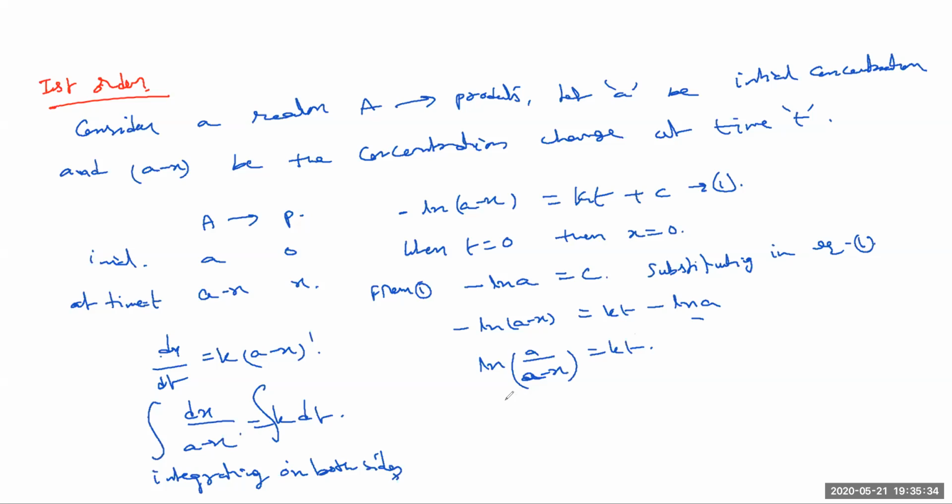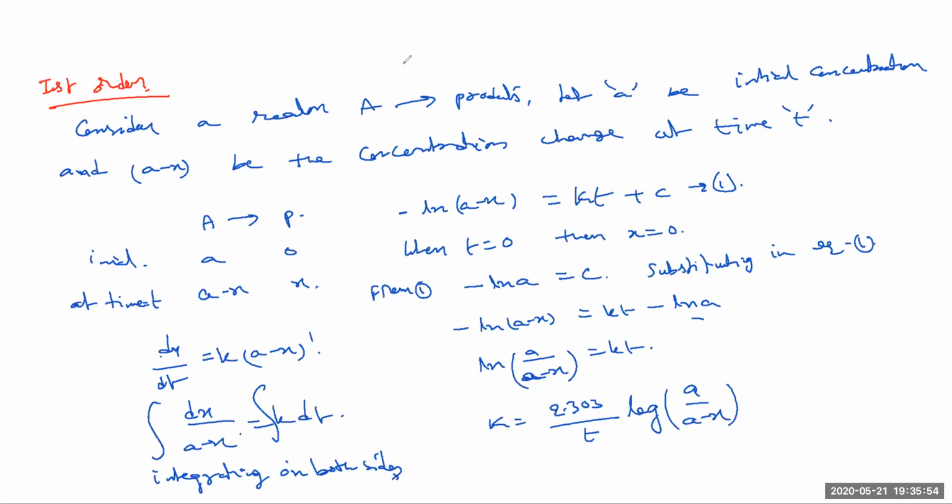But now convert it into common logarithm. So what is the common logarithm? 2.303 will come. Therefore, k is equal to 2.303 by t into log of a by (a minus x).